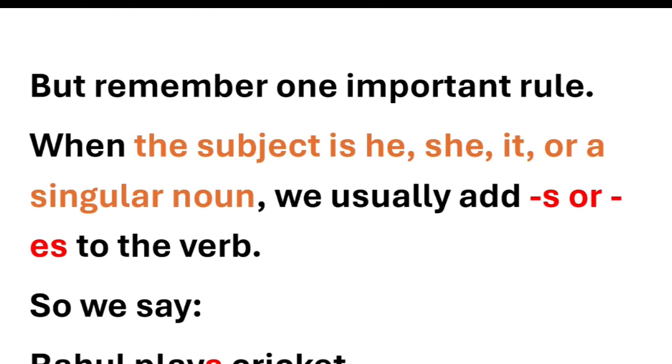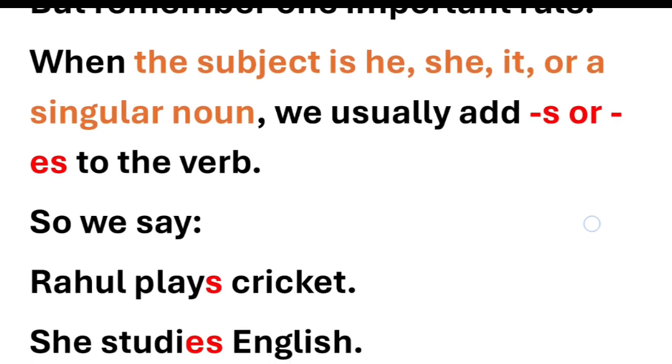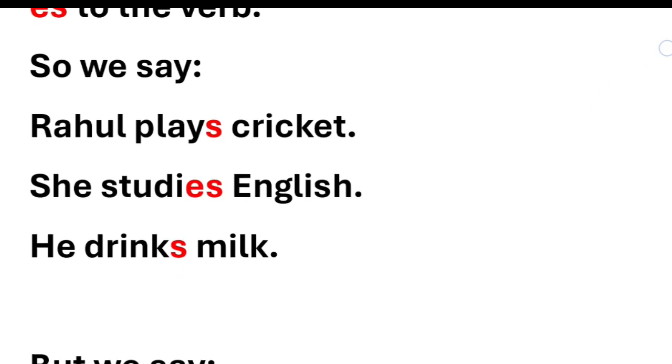But remember one important rule. When the subject is he, she, it, or a singular noun, we usually add s or es at the end of the verb. Let's focus over here. Rahul plays cricket. She studies English. He drinks milk. In all of these examples, Rahul is a singular noun, she and he are singular pronouns. That's why we have used s or es according to the need after the verb.